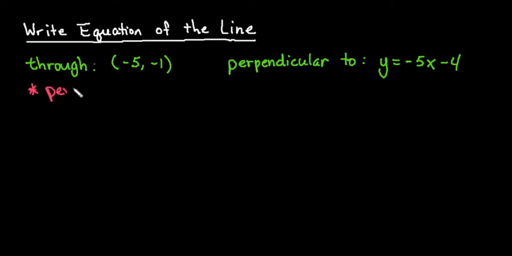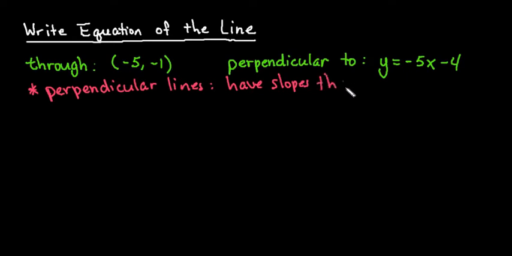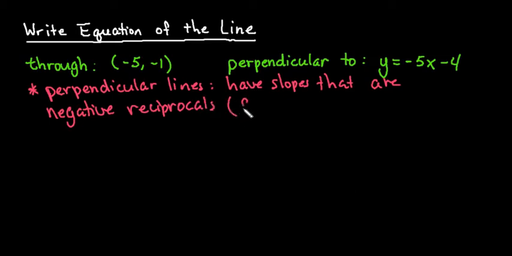Perpendicular lines have slopes that are negative reciprocals. Which is just a fancy way of saying flip the slope and change the sign.